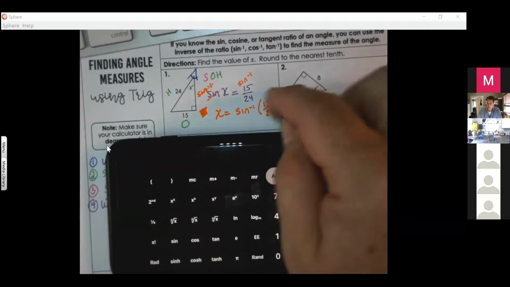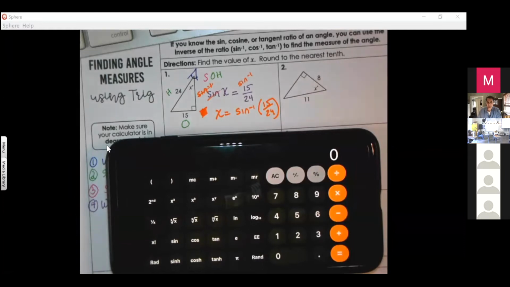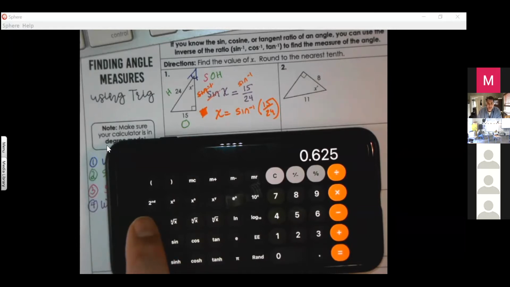We're going to start with the numbers in the parentheses because we have to figure out what that fraction is. So I'm going to go 15 divided by 24 equals. Now I've represented that fraction as a decimal. And what I want to do is the inverse sine. It's the sine button, but first I have to hit the second key. The second key brings up reciprocal functions for a lot of these things.